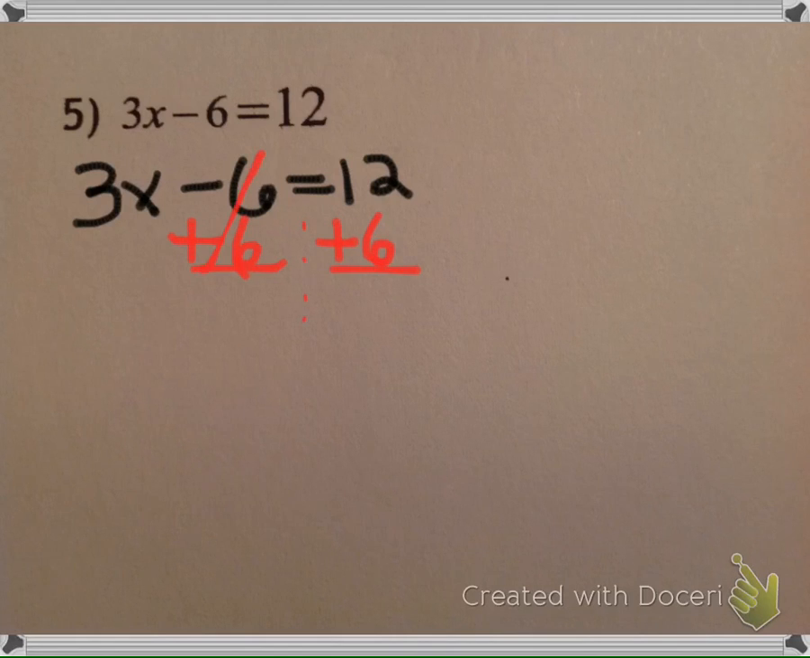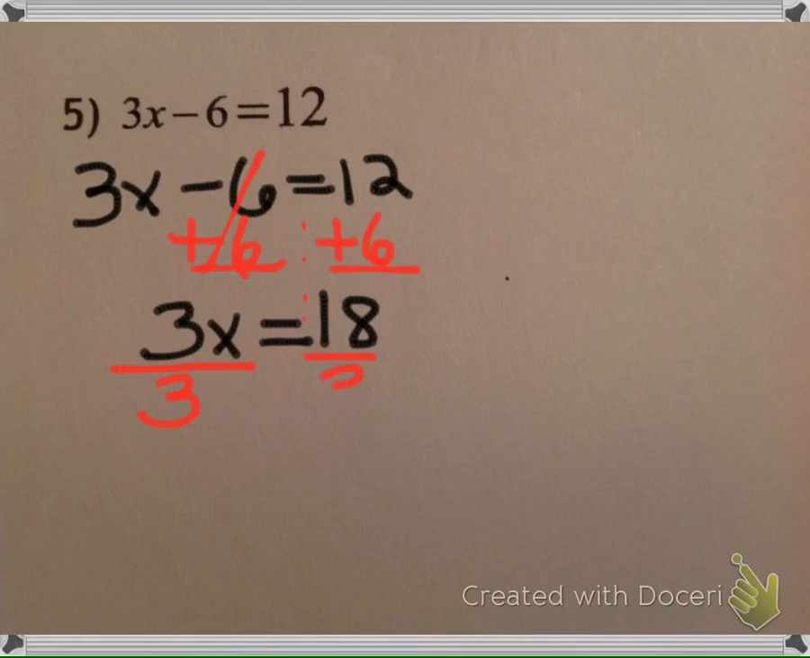-6 plus 6 cancels out. I'm left with 3x on the left-hand side, and 12 plus 6 equals 18. Now I need to get rid of my 3. To get x all by itself, I need to get rid of the 3. This is a multiply, 3 times x. The inverse would be division, so I'm going to divide by 3. Whatever I do to one side of the equation, I have to do to the other.